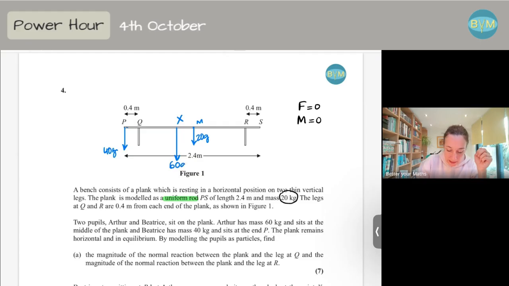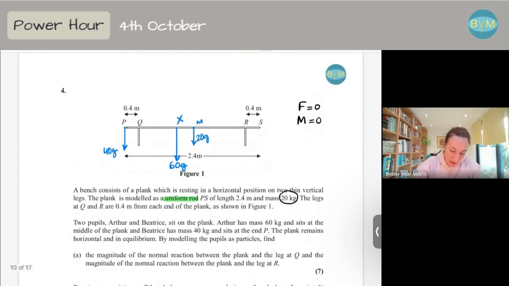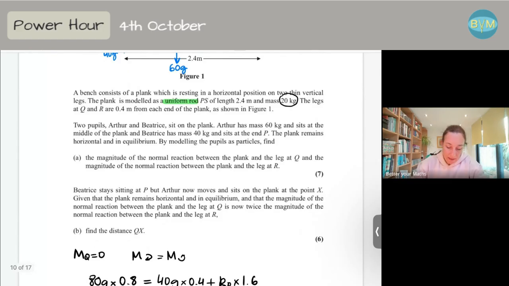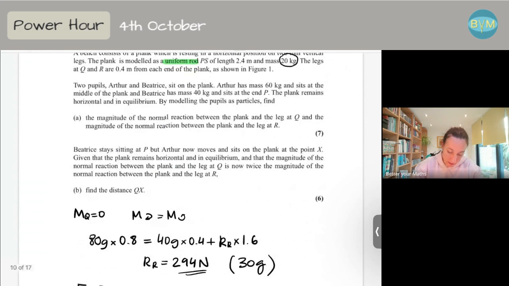He was 60 kilograms, and they tell me that the reaction at Q is twice the reaction at R. So this one is twice this one. So I'm going to call one R and the other 2R. And they ask me the distance QX. So they are asking me QX, this distance. Be careful because it's not from P, it's this distance here. QX. Right?